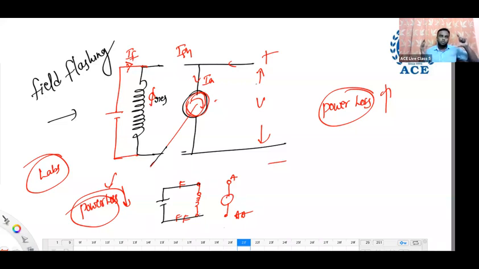Compared to operating as a motor, this is better. In the labs it is useful, but if it is in your home, that is difficult. Suppose you are using a DC generator in your home, and it is not generating voltage. Then operating it as a motor may be best at that time. But which is efficient? The second one only is efficient, with very small power loss in field flashing. That's why field flashing is always preferred.